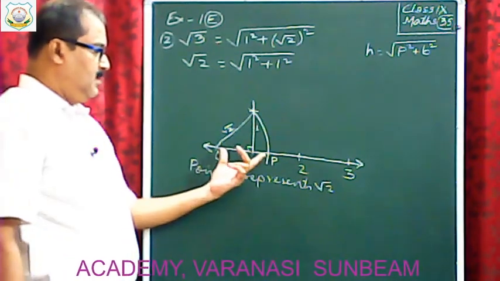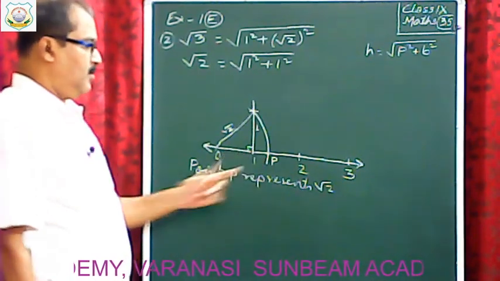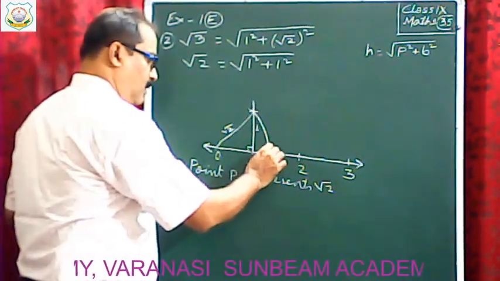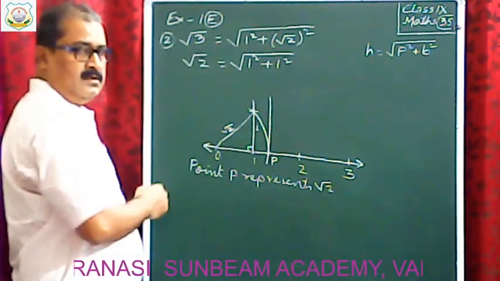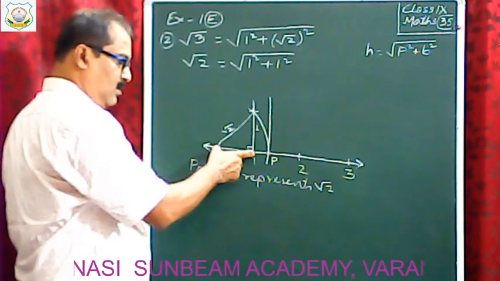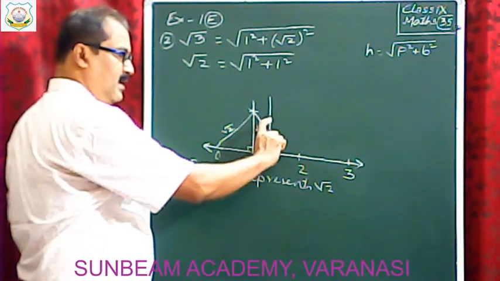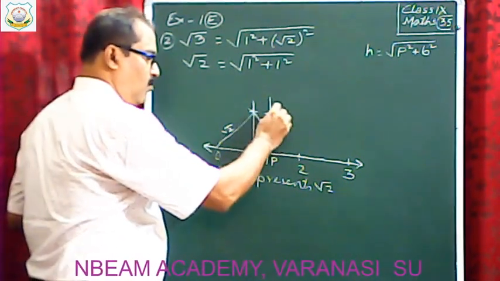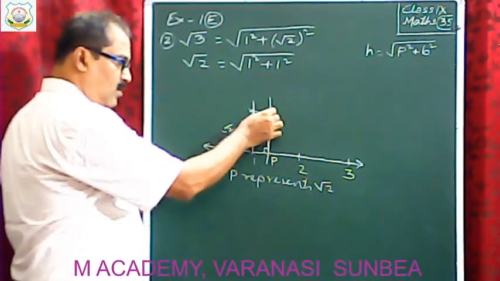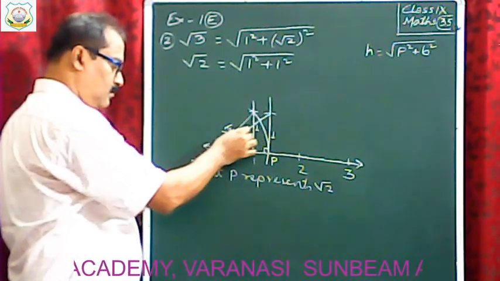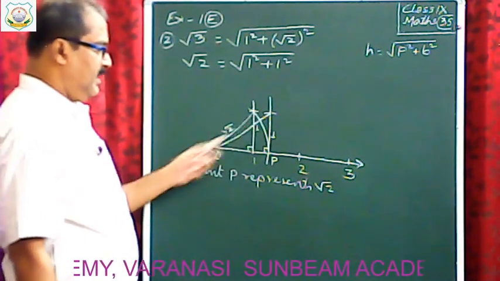Taking square root 2 as the base, we have to draw a perpendicular from P. The length of the perpendicular is 1 unit. Again we have to measure the length of 1 unit using compasses. Thereafter, with P as center, draw an arc of 1 unit. Now join this point of intersection to point 0. We get another right triangle.